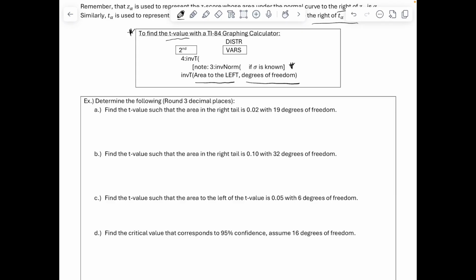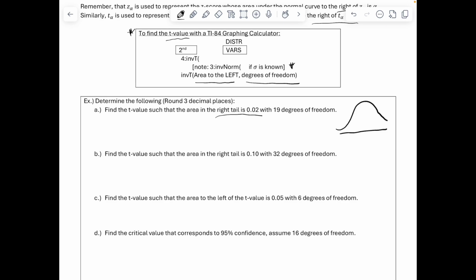That says determine the following and round to three decimal places. Part A says find the t-value such that the area in the right tail is 0.02 with 19 degrees of freedom. So this is in our right tail. And so I'm going to go ahead and draw a picture.